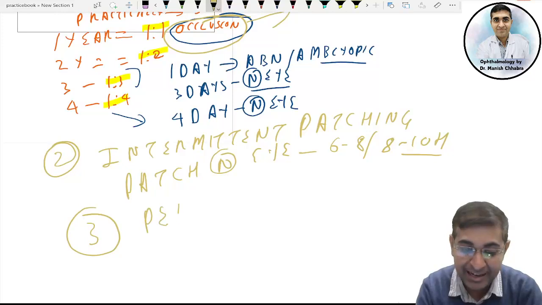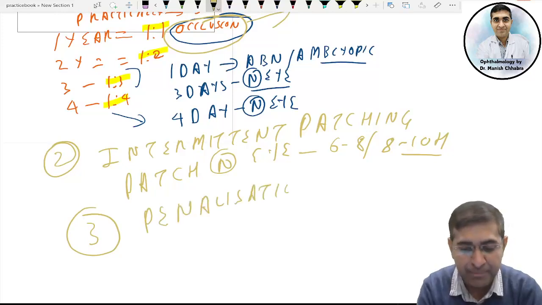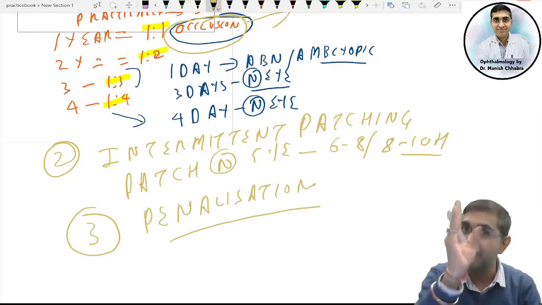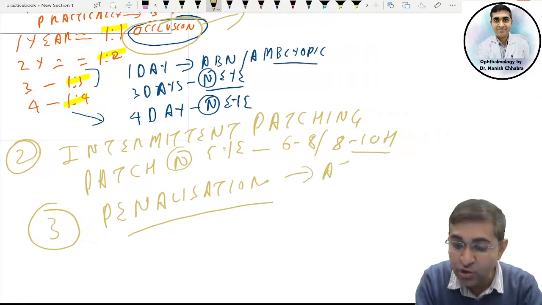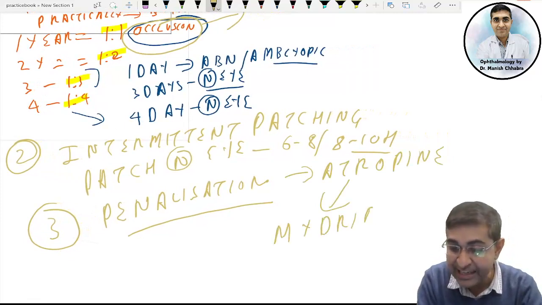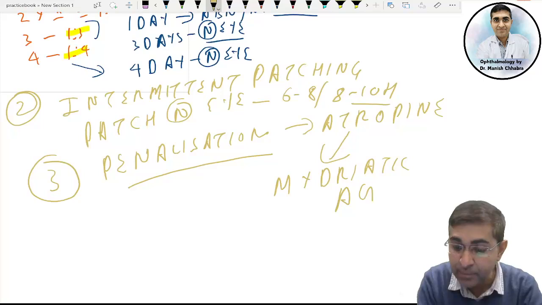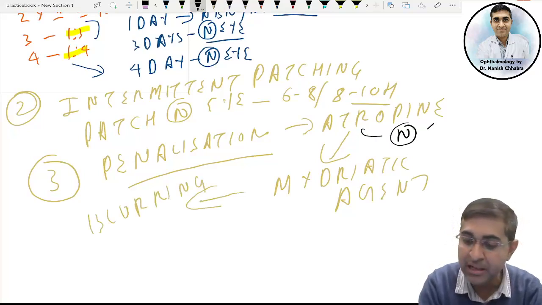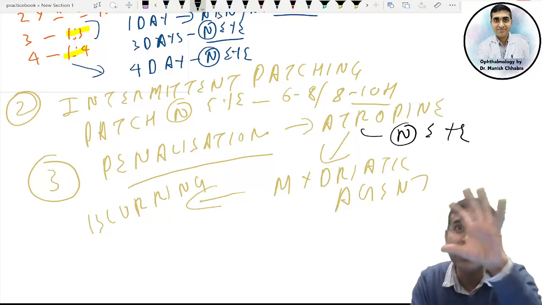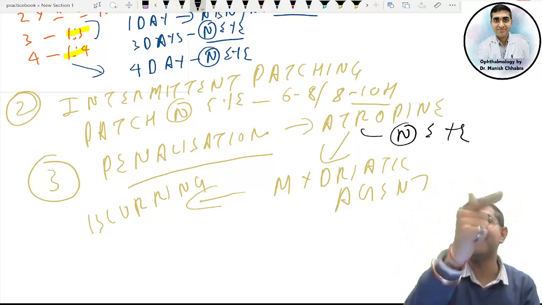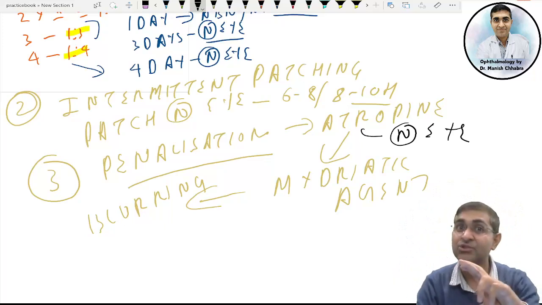Third is penalization. The basic idea of the treatment is that you want to stimulate the amblyopic eye. So you put atropine eye drops. Atropine is a mydriatic agent. Since it is a mydriatic agent, it is going to dilate the pupil. When the pupil is dilated, after dilatation there will be blurring. So if you put atropine in the normal eye, the normal eye will have blurred vision. The brain will be forced to use the amblyopic eye. So that actually results in the treatment.